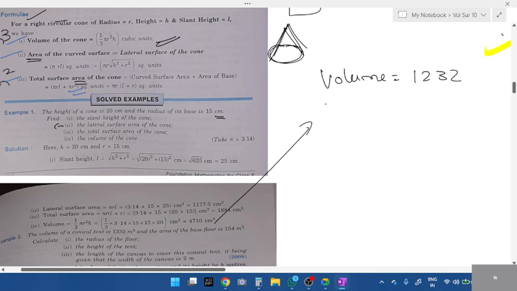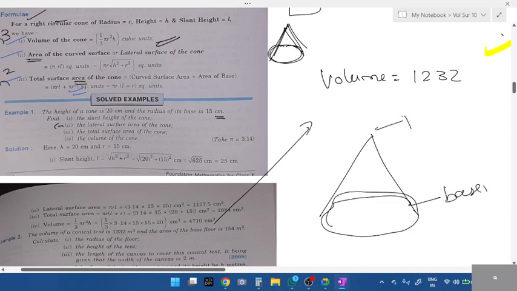And the area of the base floor. Okay, in this cone, this is the base, students. This is top and this is base. Only a base has a circle. Okay, only a base will have a circle. The area of this base floor is 154 meters square. So this circle is 154 meters square.